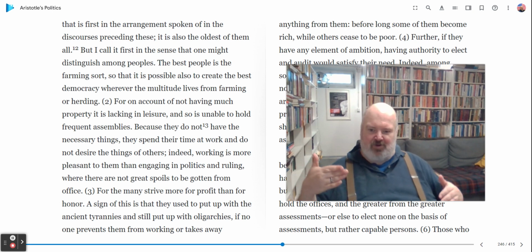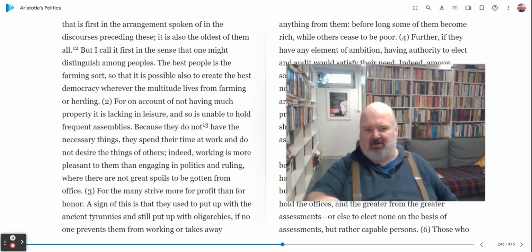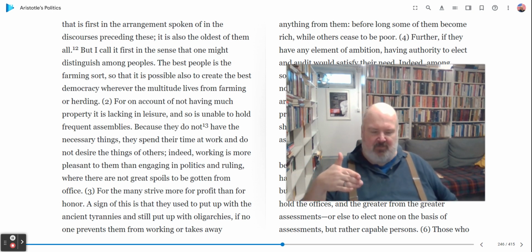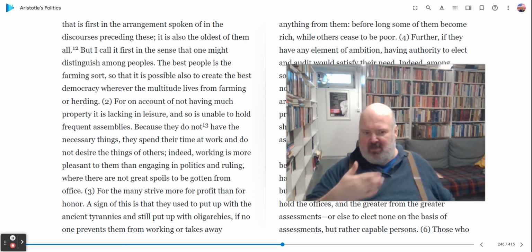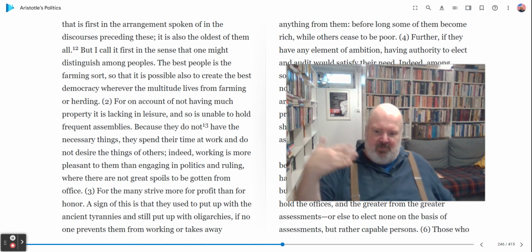So, in other words, this echoes what Machiavelli says in The Prince: don't take the people's property. As long as the poor, the many, strive more for profit than for honor, and as long as a tyrant doesn't prevent them, the ancient tyrannies or oligarchies don't prevent them from working and making profit and getting wealthy.